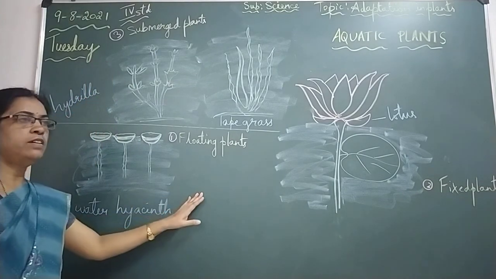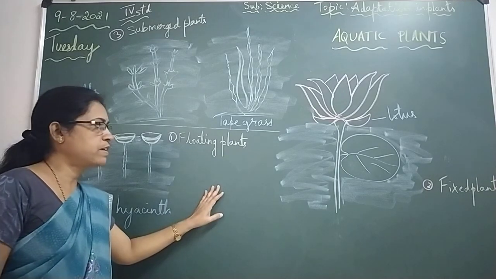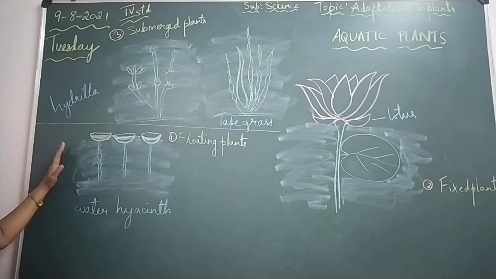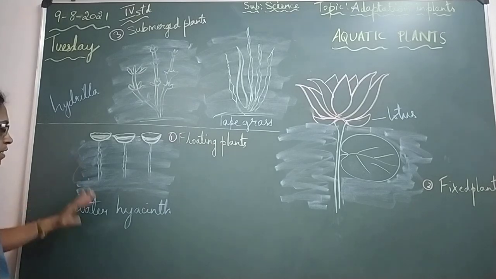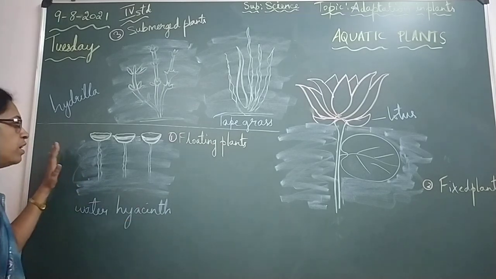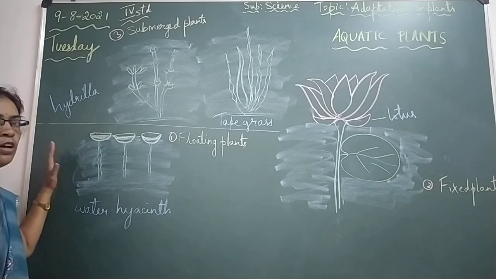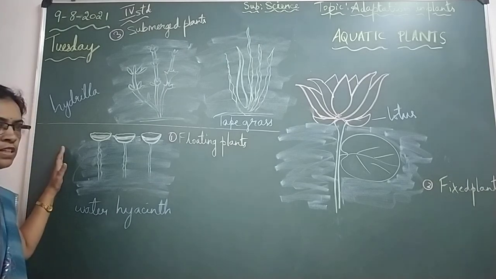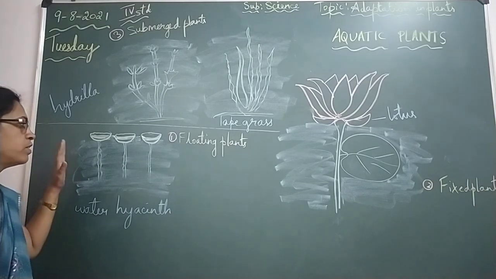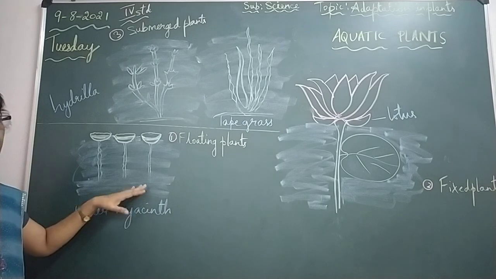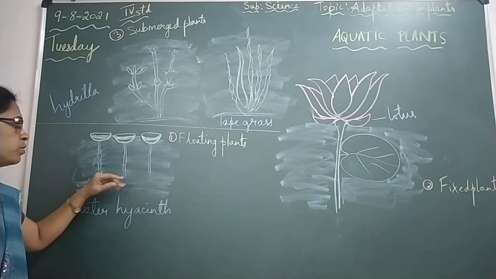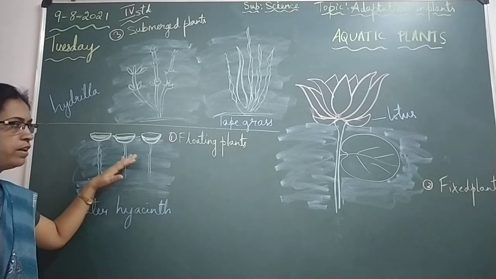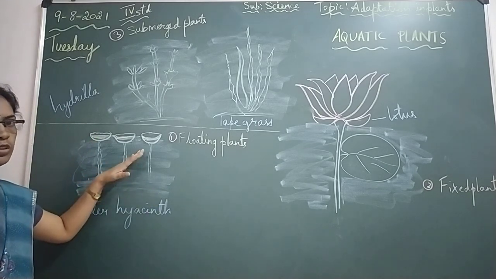So let us start with the first one, that is floating plants, children. These plants are light and spongy. You can see the example plant I have drawn here, that is water hyacinth. Because they are light and spongy, they can float on the water. These plants float freely on the surface of the water as they do not have proper roots. The stems are reduced and roots are developed very poorly, so they float on the surface of the water.